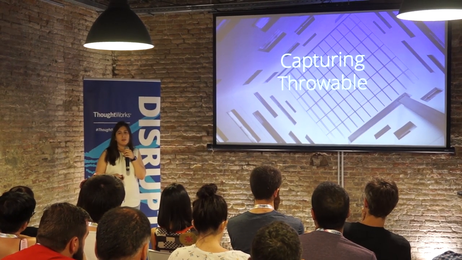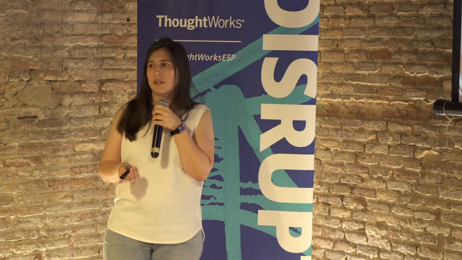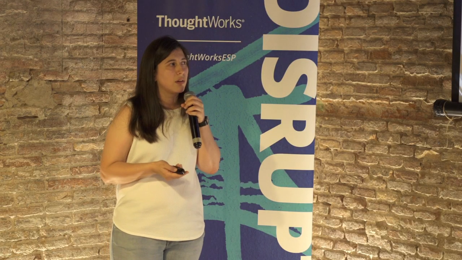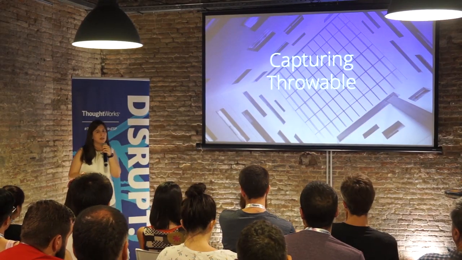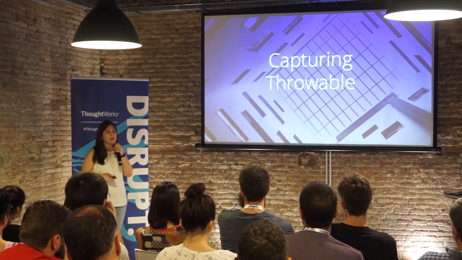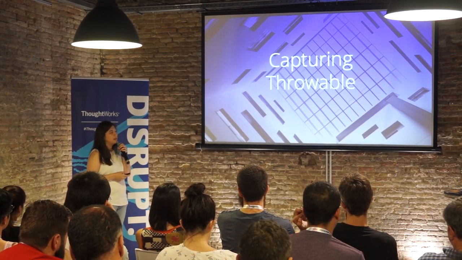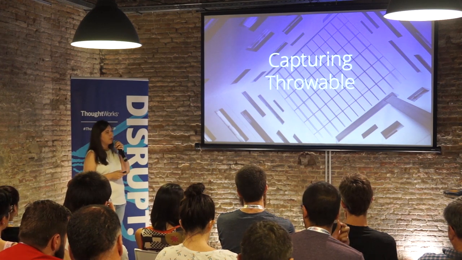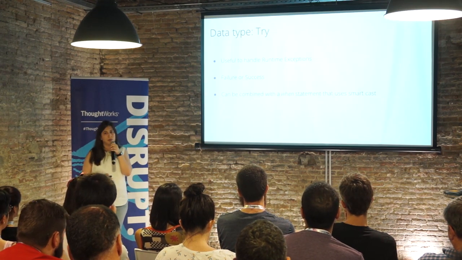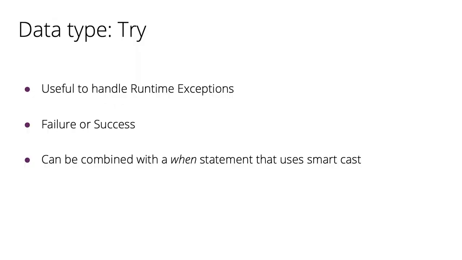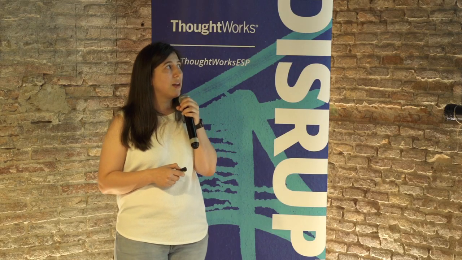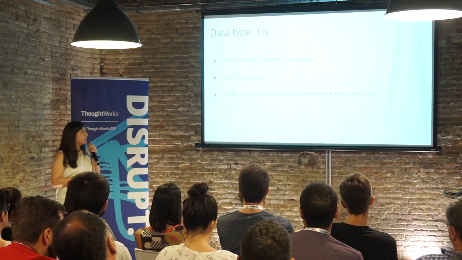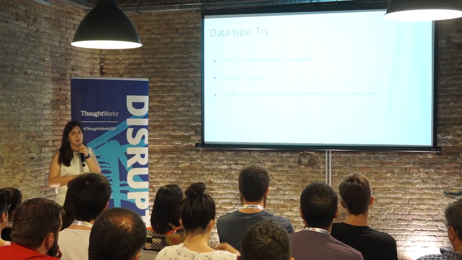Imagine that our code is not throwing exceptions. We are handling it pretty okay without nulls or exceptions. But sometimes we are going to call other services that we don't control, and maybe they are going to throw exceptions, and we need to control them. So for that, we can use the data type Try. The data type Try is useful to handle runtime exceptions and has two values, like all these data types, Failure or Success, and can be combined with a when statement that uses a smartcast.